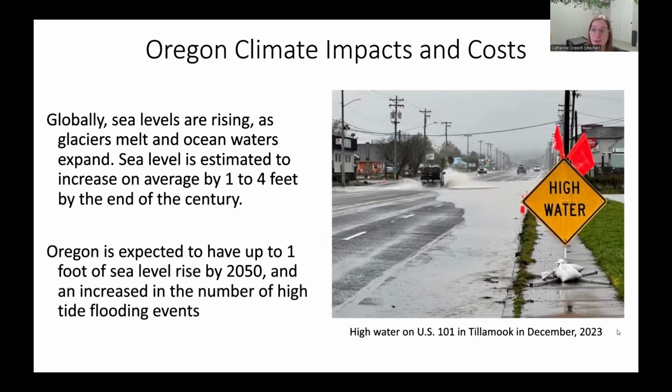We're also going to see sea level rise as our glaciers melt and our ocean ice sheets melt. We expect the sea level to rise on average 1 to 4 feet by the end of the century. That's a pretty big variation there. Oregon is expected to have up to 1 foot of sea level rise by 2050. My expectation is that you'll probably still be alive in 2050, so that is going to be within your lifetime. We're also going to increase the number of high tide flooding events. Here I have a picture of Highway 101 in Tillamook in December 2023. I don't know if you remember how badly it flooded then, but it was a major flooding event.